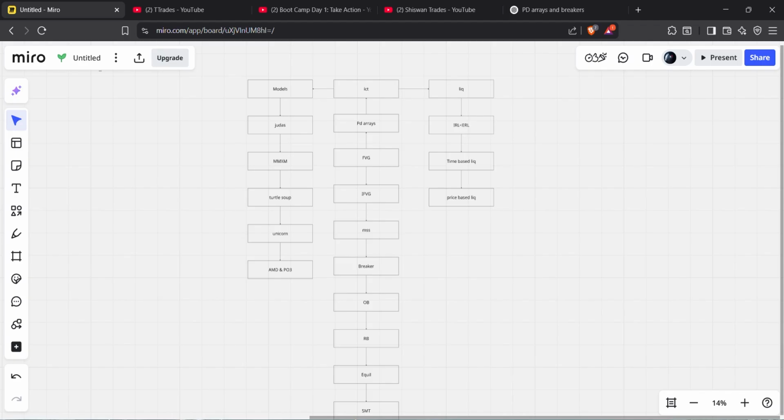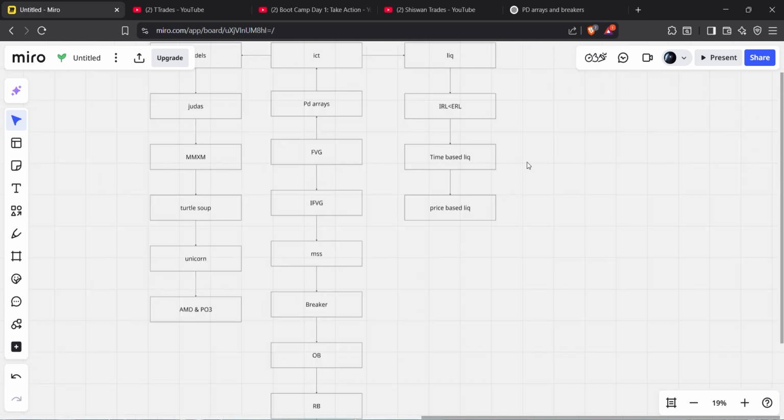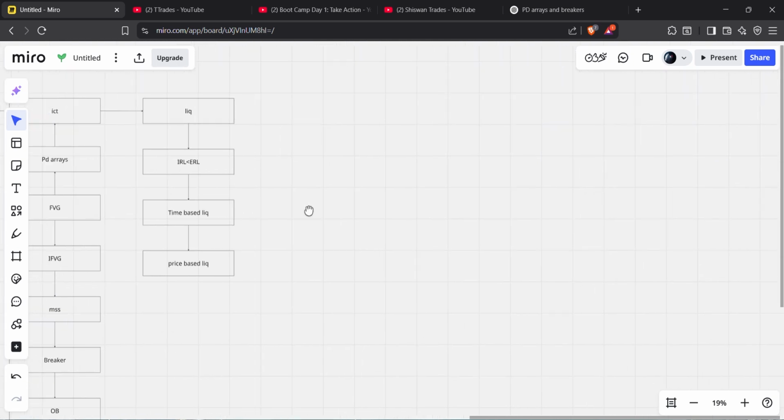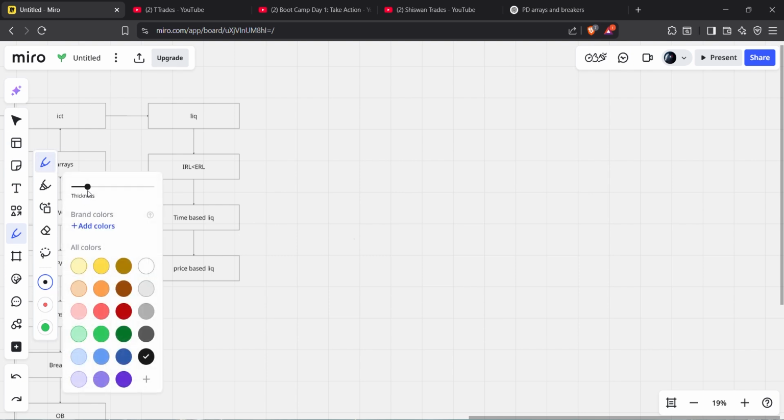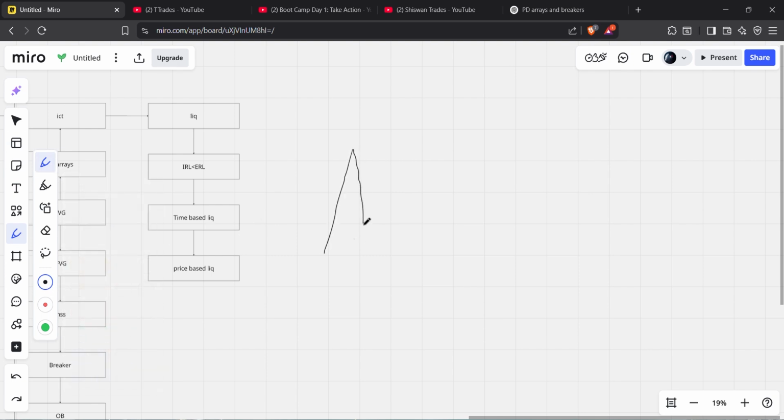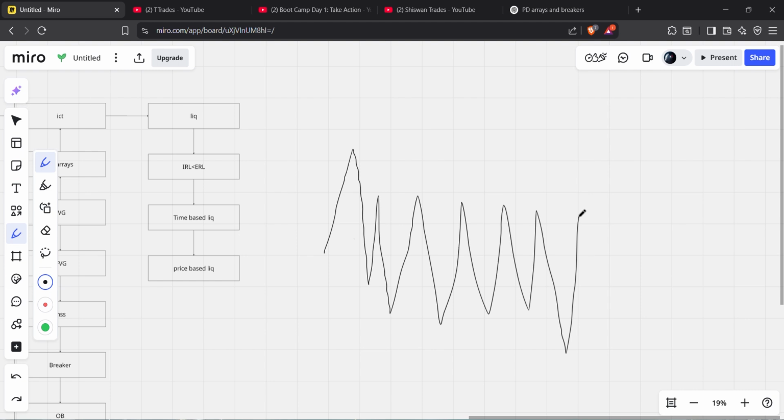No time to waste. So starting with external liquidity and internal liquidity. Okay, so what is liquidity? So let's say the market is creating these positions. Okay, let's make it thicker. Okay, low highs, new, new, new.